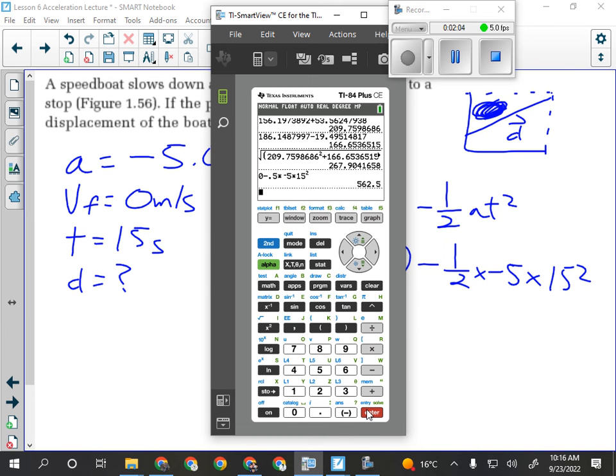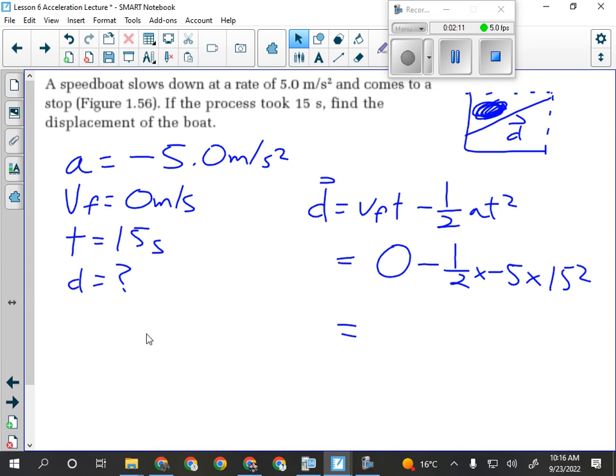That gives us that this thing is going to travel 562.5 meters in a positive direction. I only have 2 significant digits, so I will be looking at 5.6 times 10 to the 2 meters forward. Because last time I checked, when you're slowing down, you still move forward. You might be accelerating backwards, but you're still moving forwards until you stop.